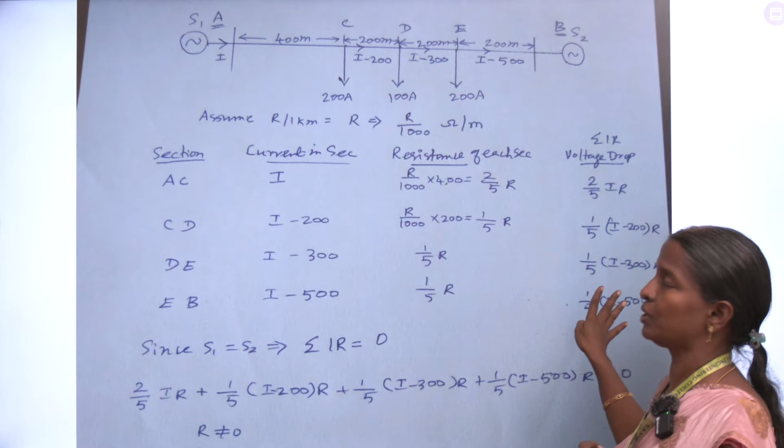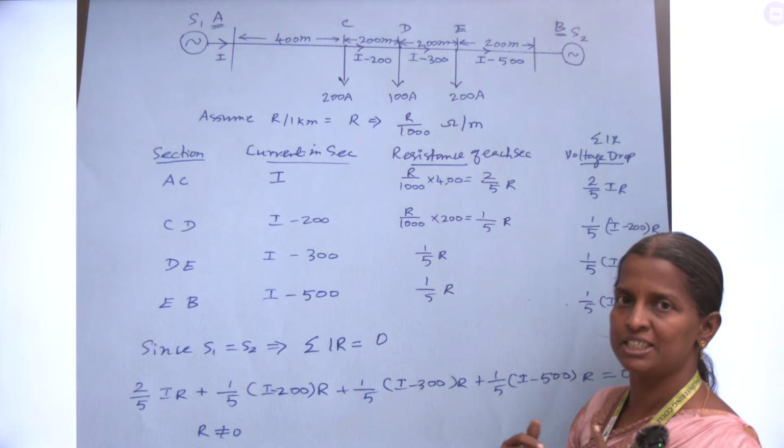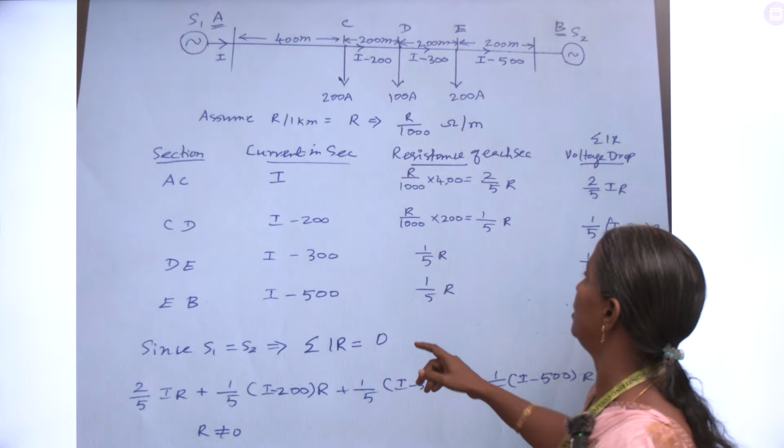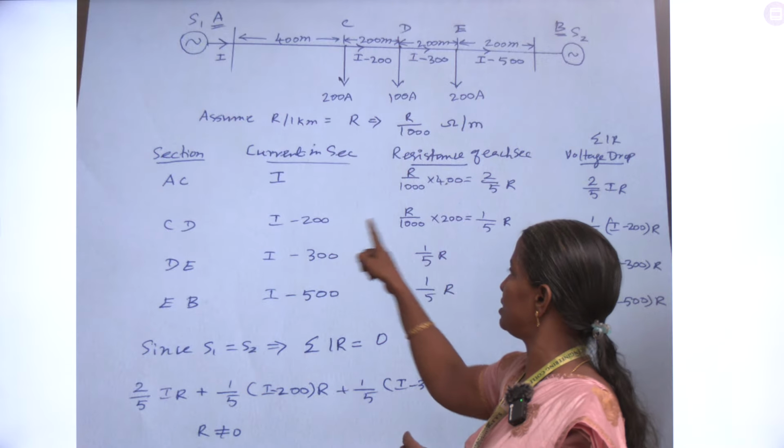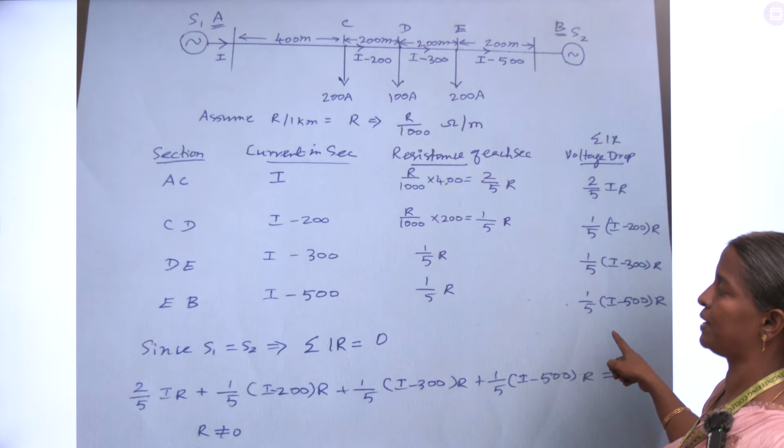And finally we have to calculate the voltage drop. What is the voltage drop formula? I into R. Always the voltage drop formula is I into R. So I into this R value. You have to just multiply these two columns, so we will get the answer as this one.